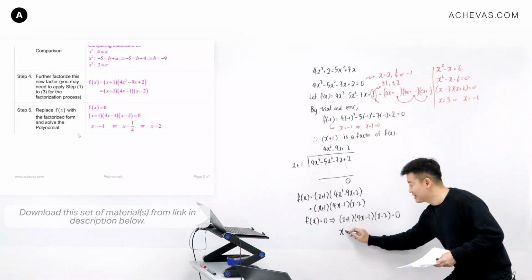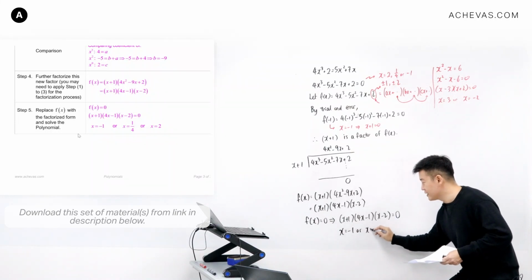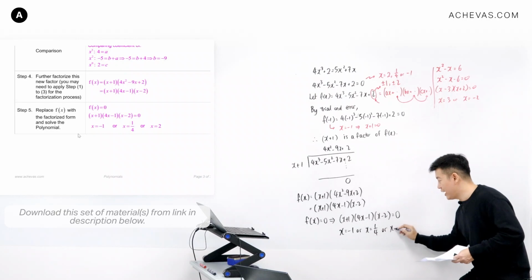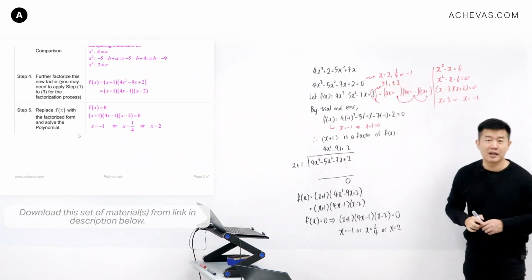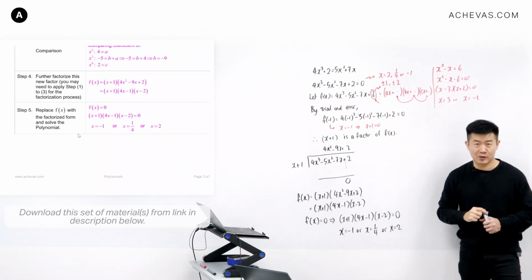So this gives me x is equal to minus 1, or x is equal to 1/4, or x is equal to 2, which are the same values that we have obtained when we tried to solve it using our calculator.